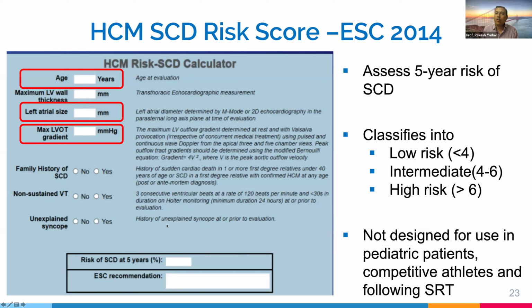They say if your risk is less than 4%, you belong to low risk. If your risk is more than 6%, then you belong to high risk. In high risk, ICD is definitely indicated. In low risk, no ICD is indicated. And in intermediate risk, you have to discuss with the family, and then you can give an ICD.